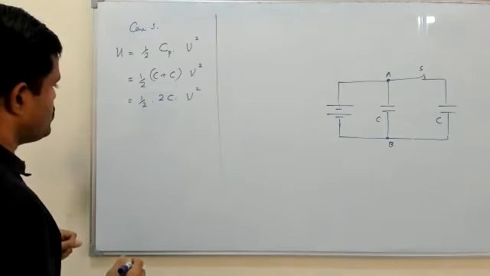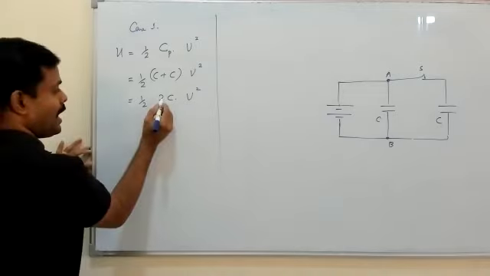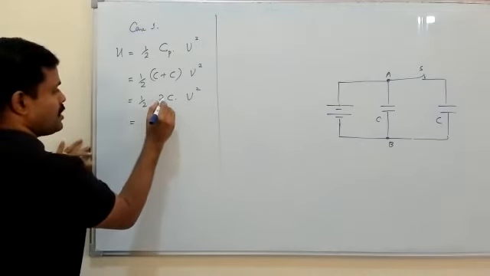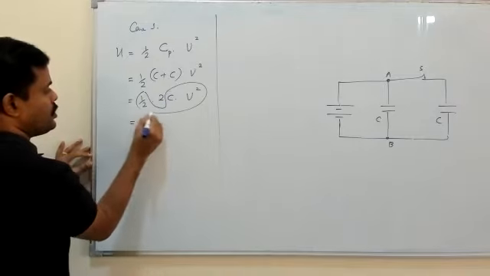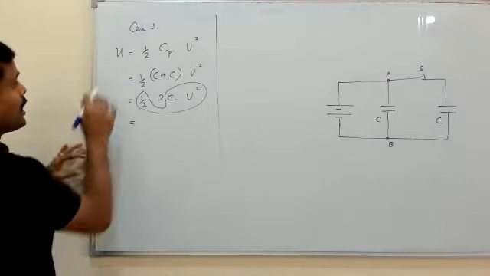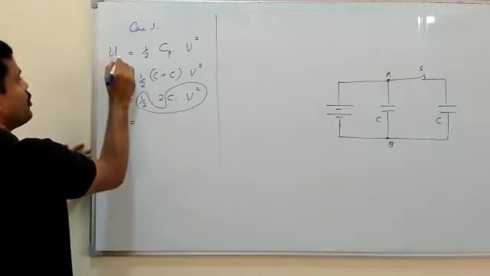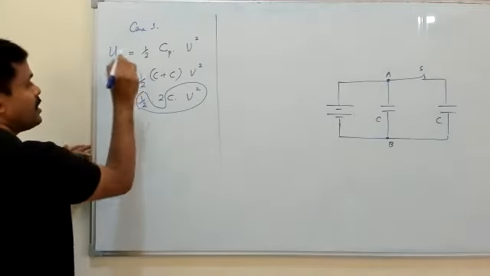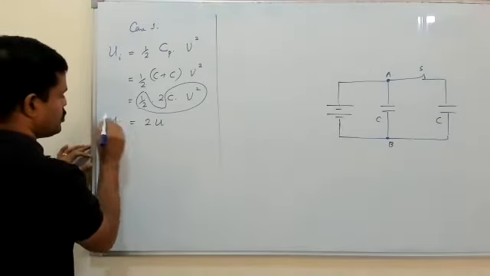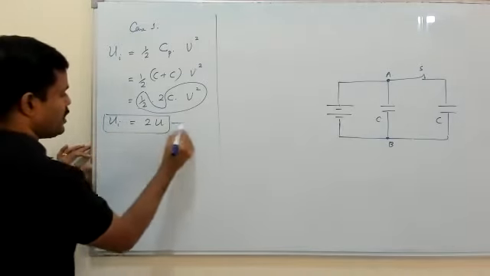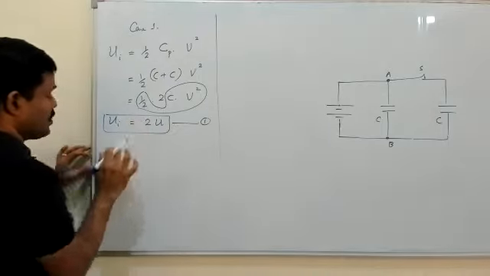Okay, let's keep it like this. I take this half CV square as U, or I call it Ui, the initial configuration. So I can call it what? 2U. So Ui is equal to 2U. That is my initial energy.